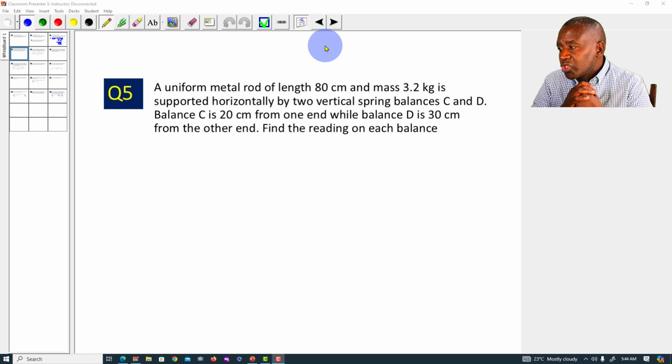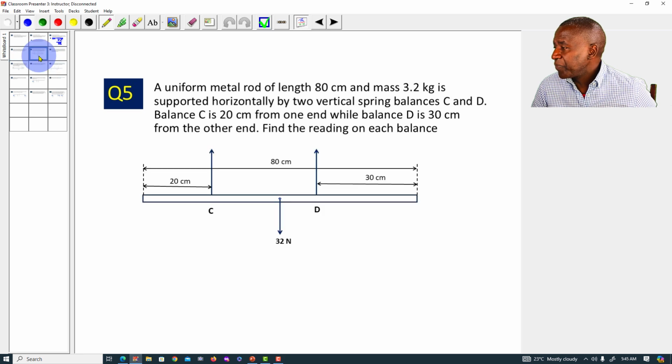It is supported horizontally by two vertical spring balances, C and D. Balance C is 20 centimeters from one end, while balance D is 30 centimeters from the other end. Find the reading on each balance. We have already agreed, when given a question like this one, the first thing you do is draw a diagram. And that metal rod would be represented by just this straight, this rectangular object here. This is a straight metal rod of length 80 centimeters or 0.8 meters.